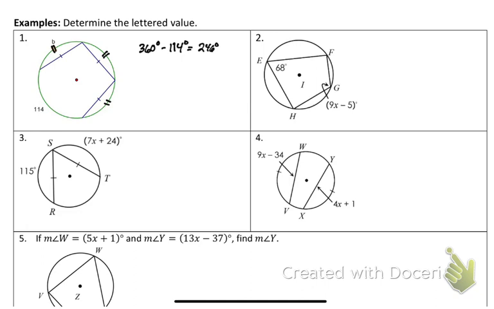As soon as I did 360 minus 114, I came up with what degrees are left over. If I didn't have these marks, I wouldn't know how it'd be distributed. But since they're all equal, I can divide this by 3. So what's the measure? 82 degrees. That means every one of these is 82 degrees. What would happen if I did 82 plus 82 plus 82 plus 114? 360. It should equal 360. Now we know B equals 82.